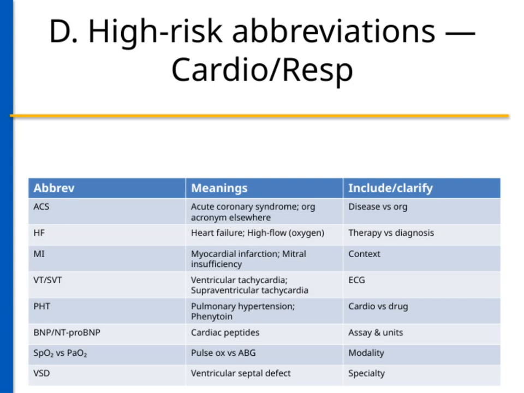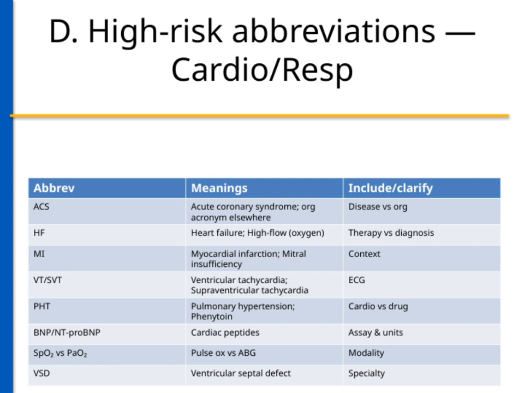Let's take a closer look at some of these high-risk abbreviations related to cardiology and respiratory care. First, ACS stands for acute coronary syndrome, which is a term we often see in the context of heart attacks and unstable angina. It's important to note that when we see ACS, it refers specifically to the disease process, not the organization or a group. Next, HF can mean heart failure, which is a clinical syndrome where the heart's ability to pump blood is compromised. Sometimes, HF also refers to high-flow oxygen therapy, which is a different concept entirely, used to improve oxygenation in critically ill patients. So, context really matters here.